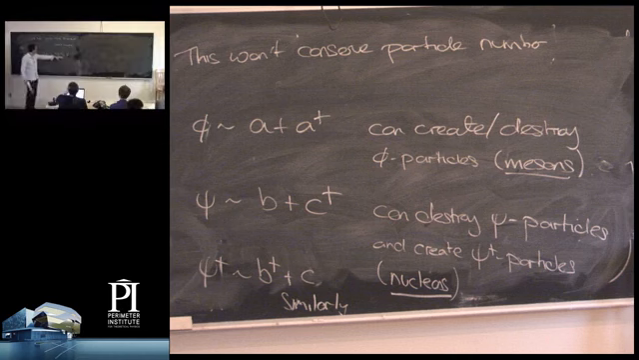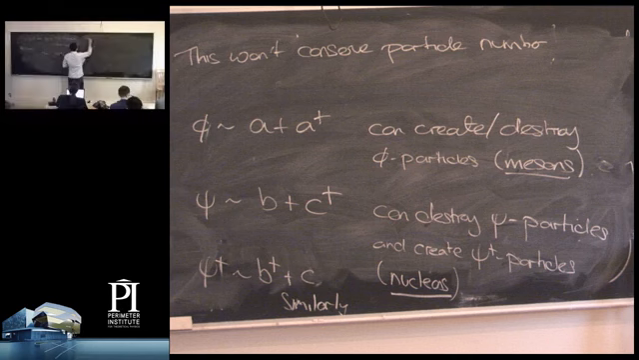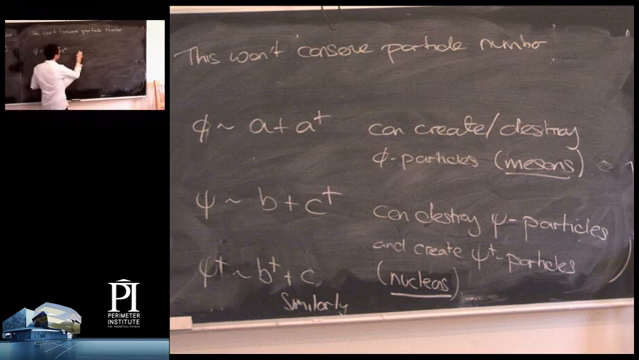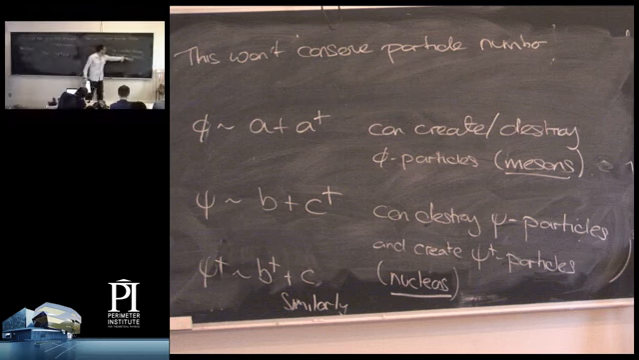So let's see what kind of things this is going to do if it acts on the state. So the first thing to notice is that this won't conserve particles. So remember, if we write phi is roughly a plus a dagger, this can create and destroy phi particles. And for the purposes of me not saying phi particles for the next 2 lectures, let me just call these guys mesons.